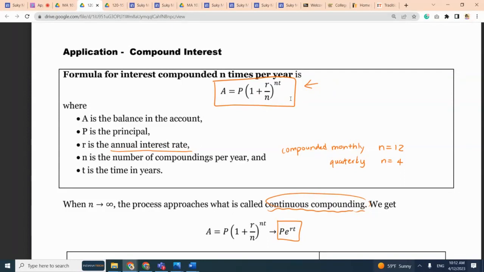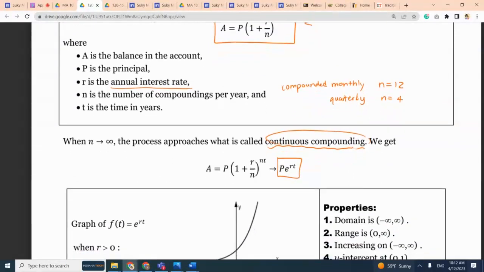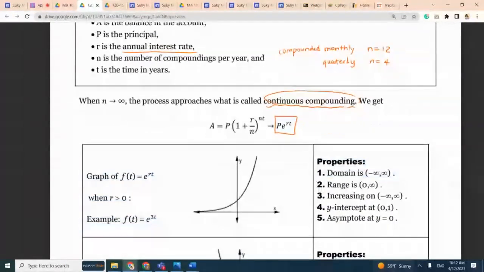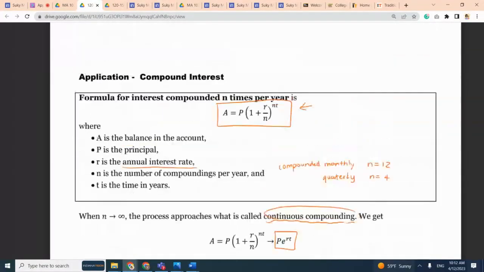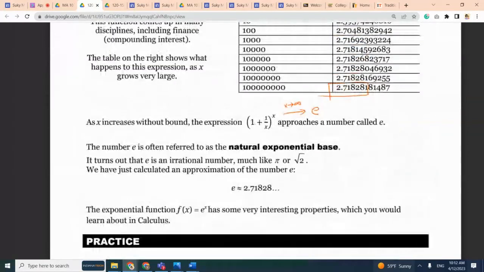So, when n goes to infinity, this process approaches what is called continuous compounding. And then this expression will go to P times e to the rt. Why is that? Because we just said e is (1 plus 1 over x) raised to the x, which goes to e when x goes to infinity. Keep this in mind.